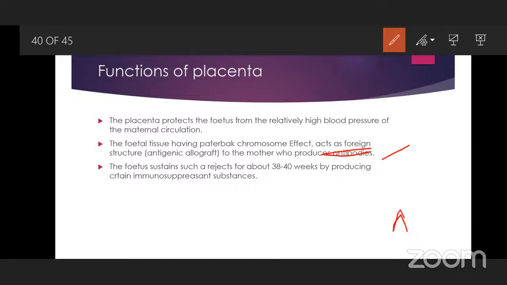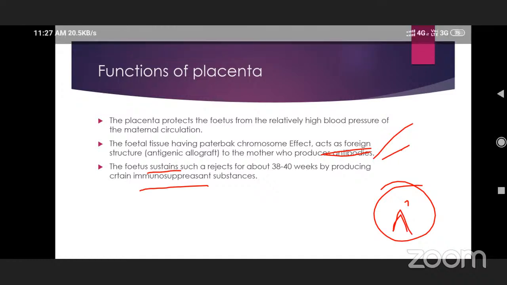Now, if these antibodies are produced, and if these antibodies go to the fetal body, then it may result in damage of the cells of the fetus. But the fetus will sustain such rejection for the gestation period by producing immunosuppressant substances. So these immunosuppressant substances act as a protection barrier for the fetus against the antibodies which are produced from the maternal body.